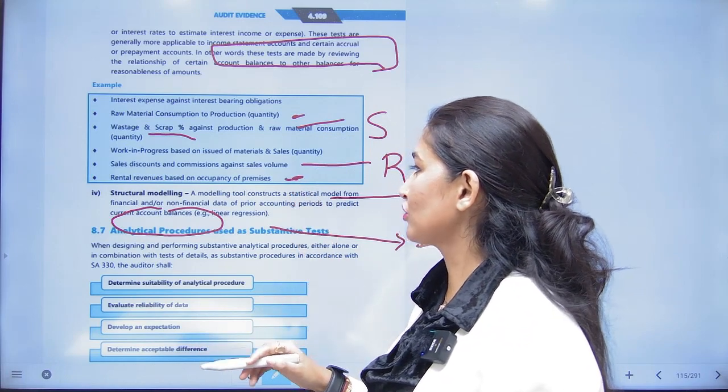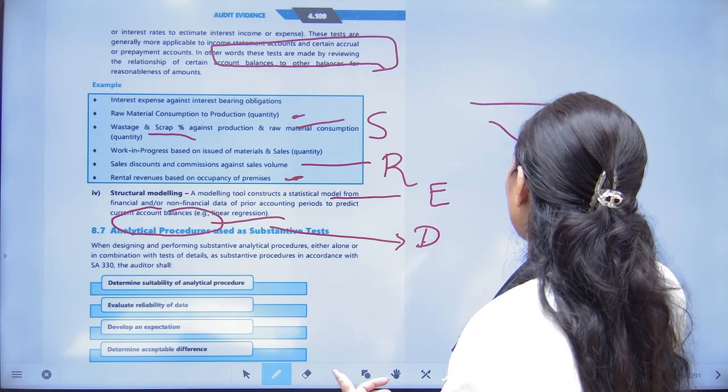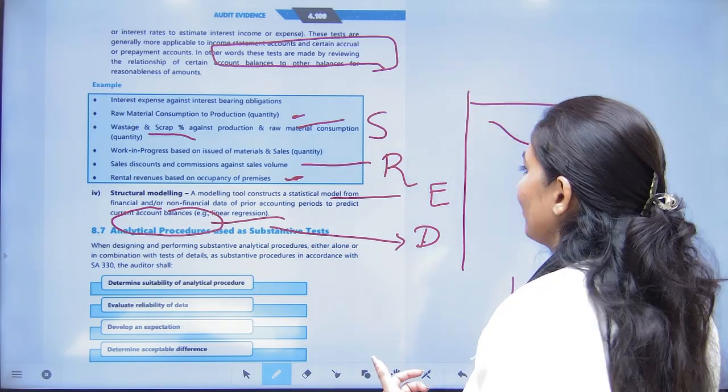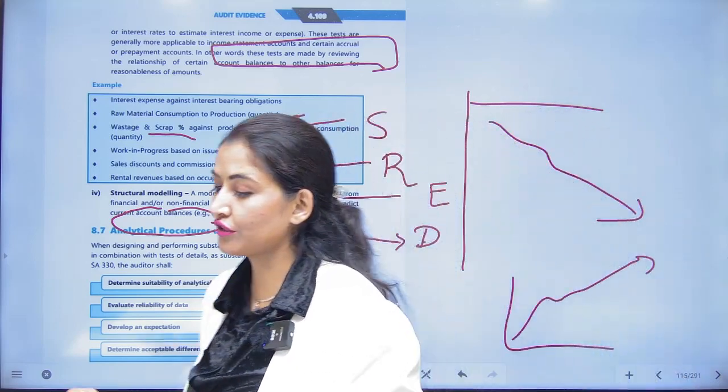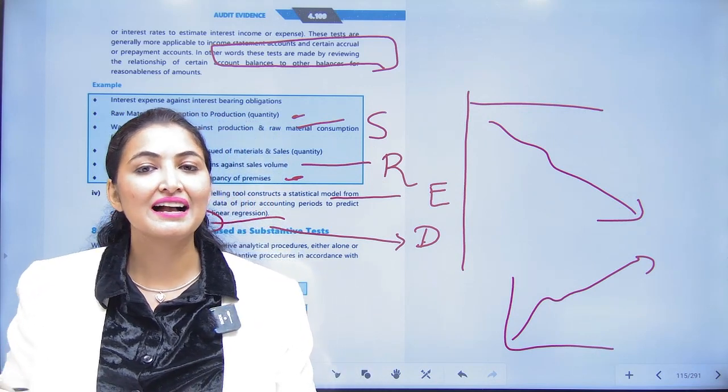Then revenue based on premises, and then there is linear regression. You see there is a linear regression over a period of time. Something is falling, something is rising. What is that? That is called structural modeling, right? So these are the ways by which you can do the analytical procedure.